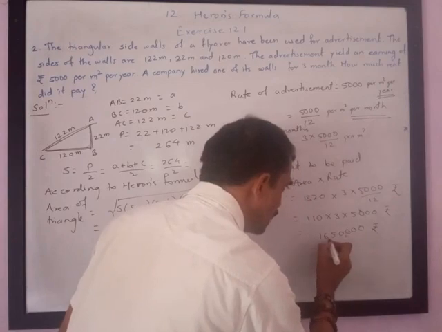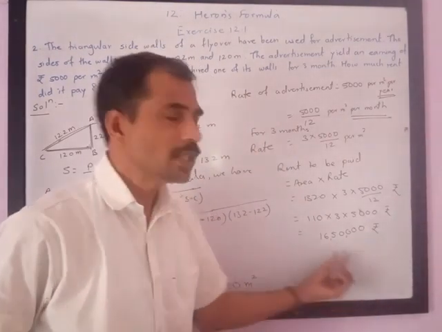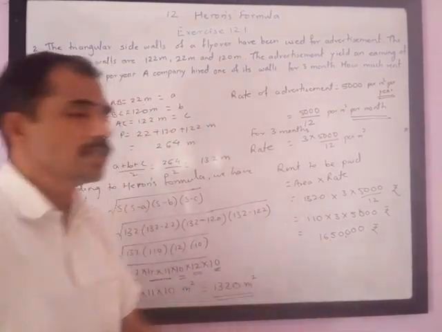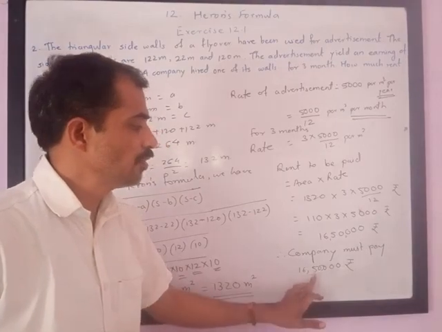So it means it is 16 lakh 50,000 rupees. Last answer must be written in words. The company must pay rupees 16 lakh 50,000.